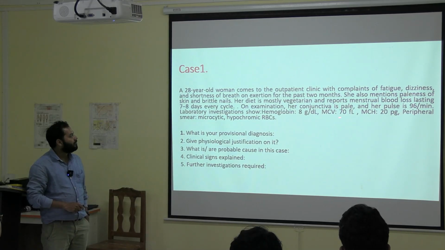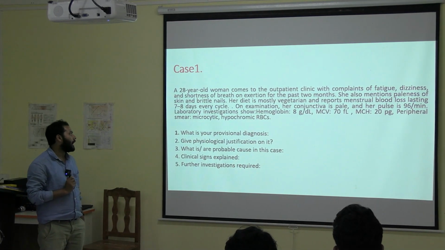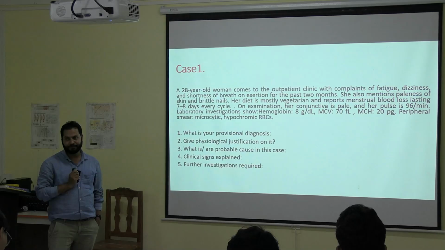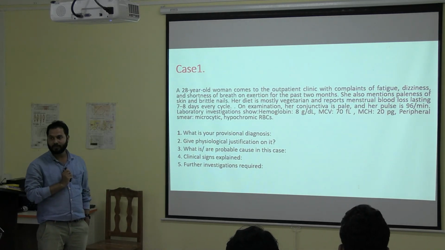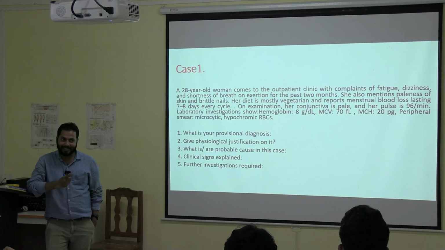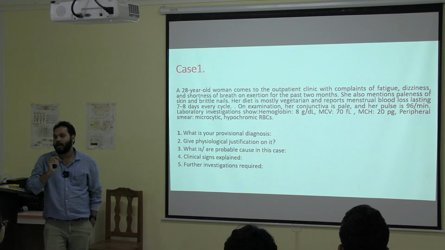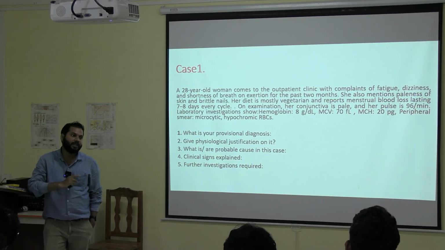MCV is below normal. MCH is below normal. And peripheral blood smear shows the microcytic and hypochromic RBCs. So these cases are divided into 3 parts. Now we will try to understand how all these informations are important for the provisional diagnosis of this condition.